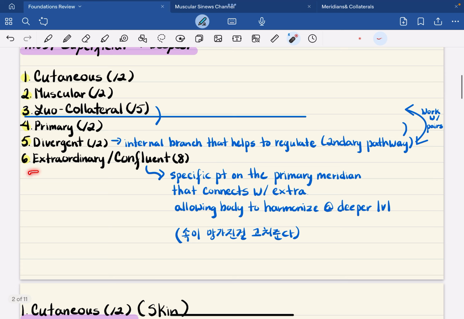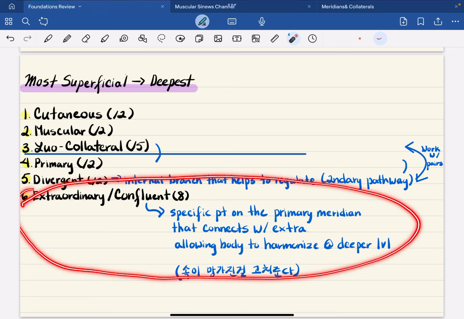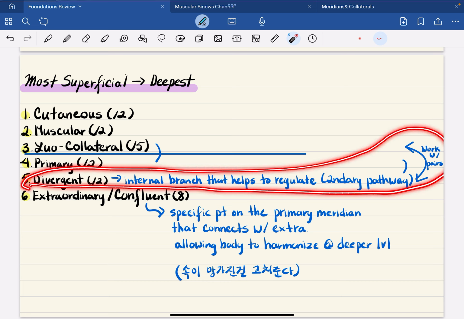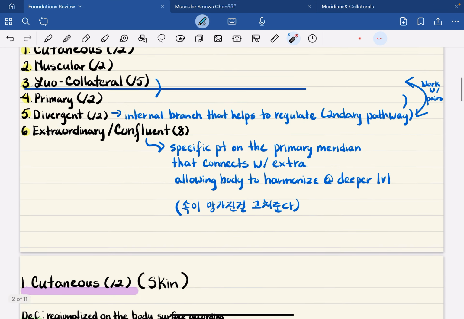And then we have the extraordinary or the confluent. There's 8 of them. They're specific points on the primary meridian that connect with the extraordinary vessels, allowing the body to harmonize at a deeper level. So you would use this when the disease or the problem is on a deeper level. And the divergent, you'll see, works like a liaison with the luo, but it's slightly different, and you're going to see that as we go through these slides.